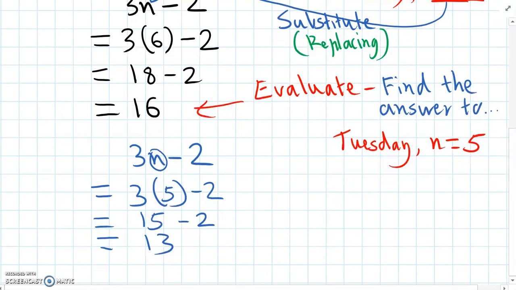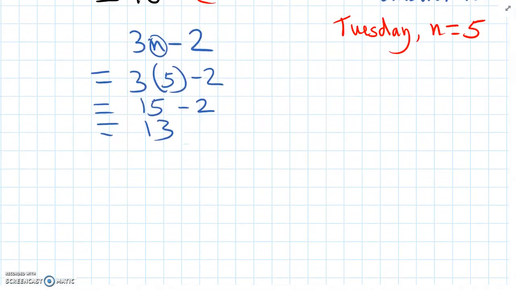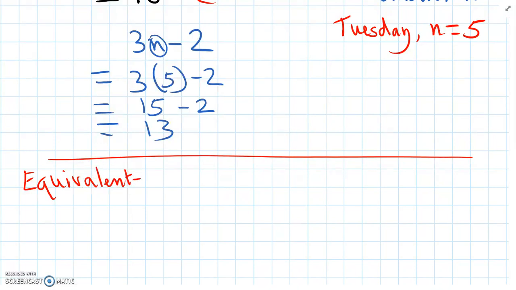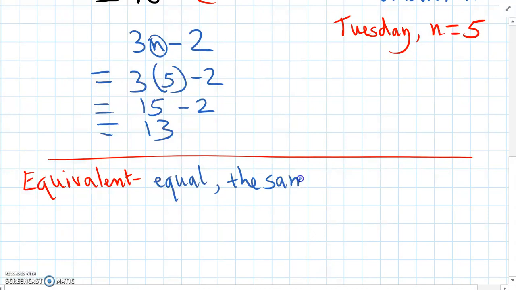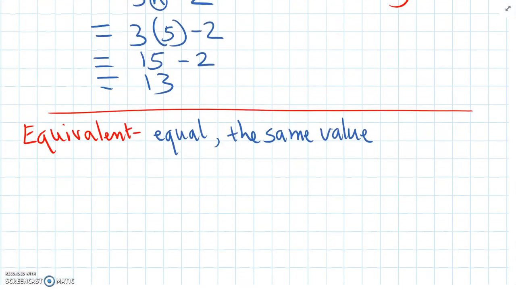The next thing we need to be able to do is find out if 2 different expressions are equivalent to each other. And equivalent means the same value or the same. So equivalent means equal or the same. The same value. Let's look at an example.